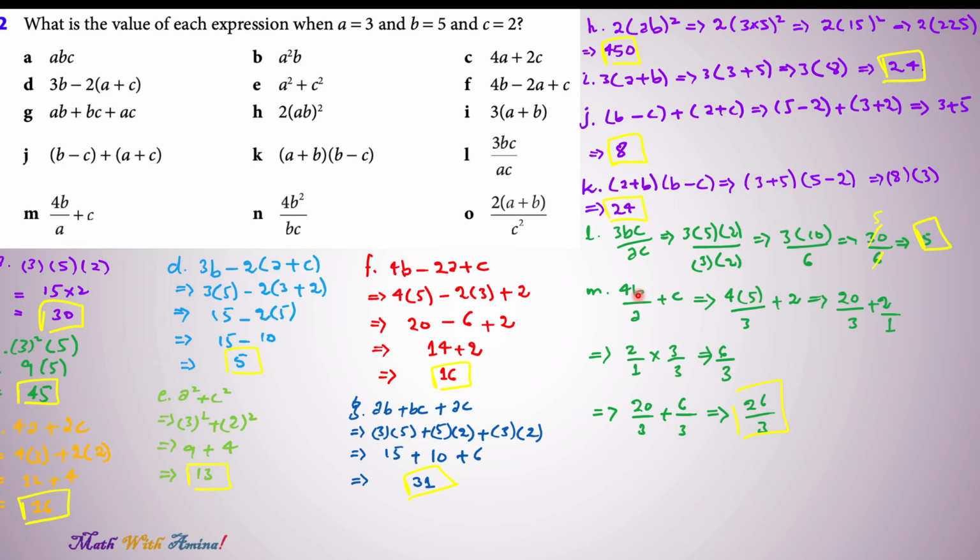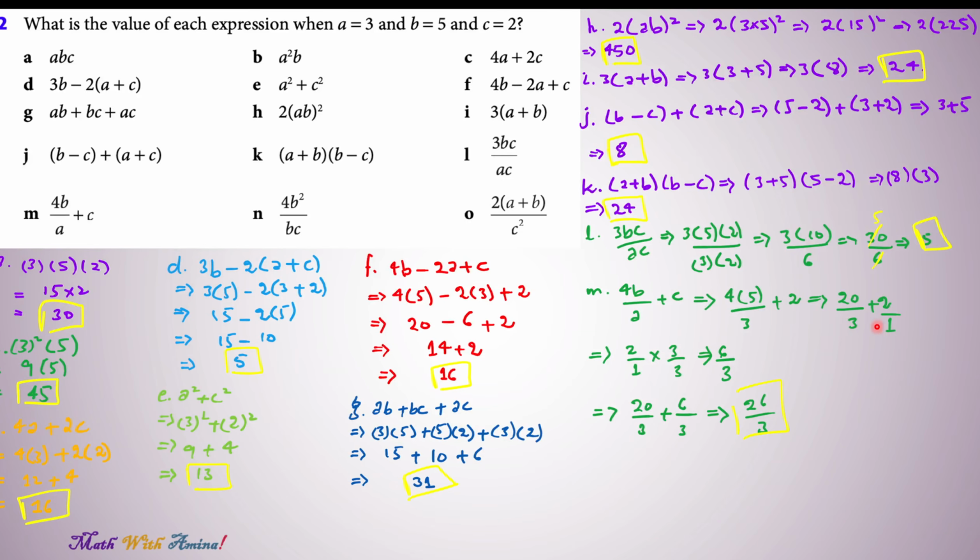The next expression, 4b over a plus c. So it will become 4 multiplied by 5 over 3 plus 2. 4 multiplied by 5 is equal to 20. 20 over 3 plus 2. So in here we have this 2, which has nothing in the denominator. It means it is 1. So we have expressed it as this. Now the denominators are different, so we cannot compare or further solve this. In order to solve it further or compare these two, we have to make the denominators the same.